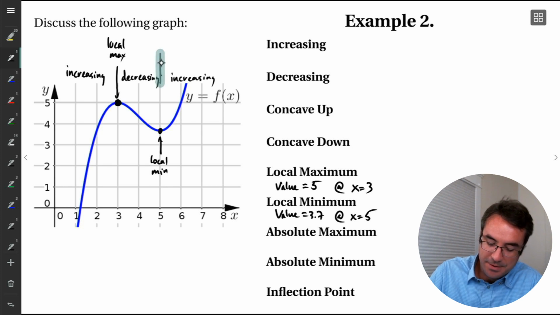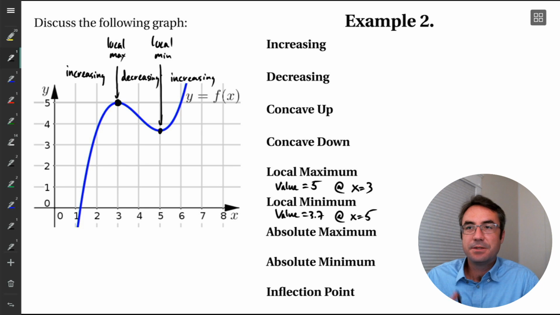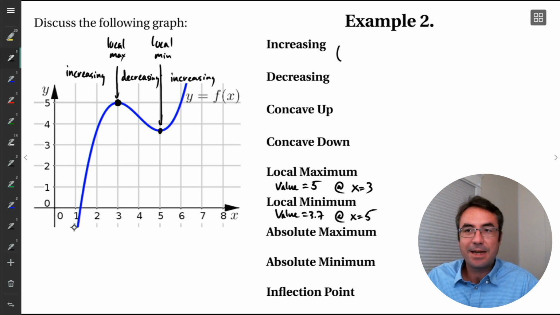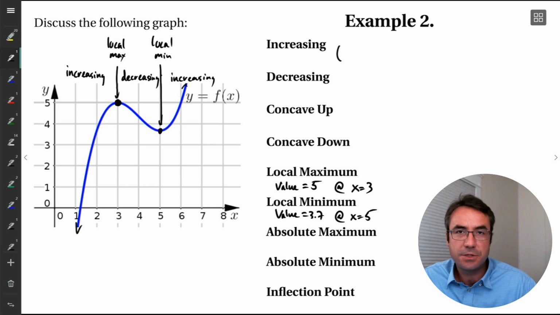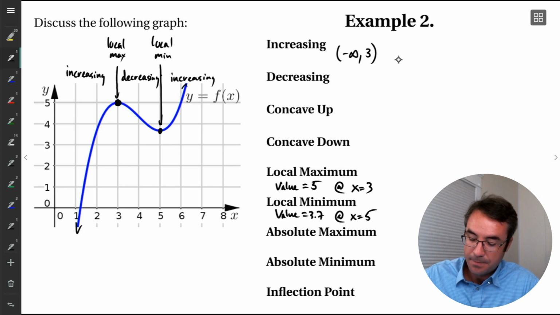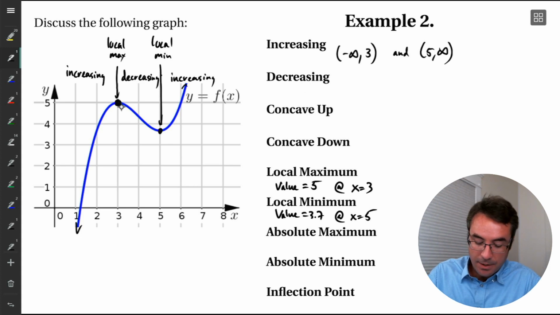Notice that the local max and the local min split up where our graph is increasing versus decreasing versus increasing again. The graph just trails off over here, and it trails off over here. Without any further information, we assume the trend continues, and our function's defined for everything. So our intervals for increase are from -infinity to 3 and from 5 to infinity. And our intervals for decrease are in between 3 and 5.